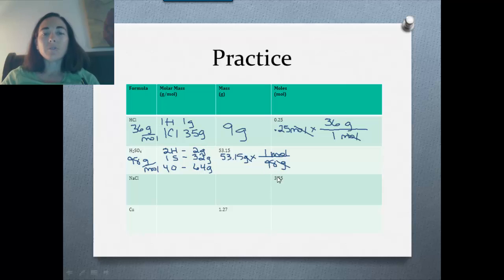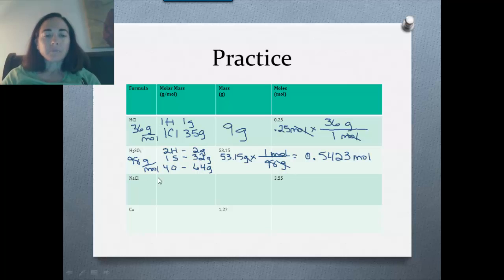Grams cancels with grams. When you enter this in your calculator, you're going to type in 53.15 times 1. Work all the way across that numerator, and then divide by 98. The grams cancel out, and you're left with 0.5423 moles. Let me just put equals here. 0.5423 moles. Okay?